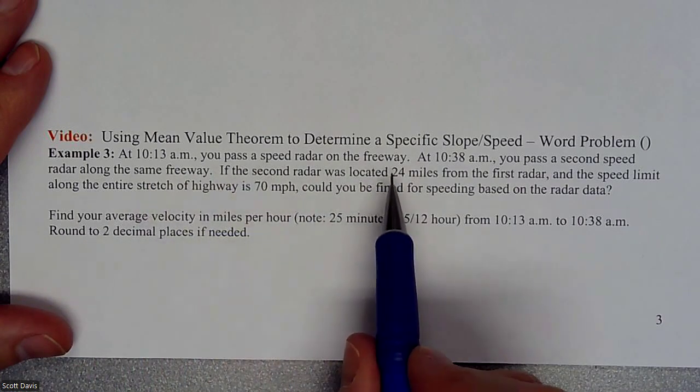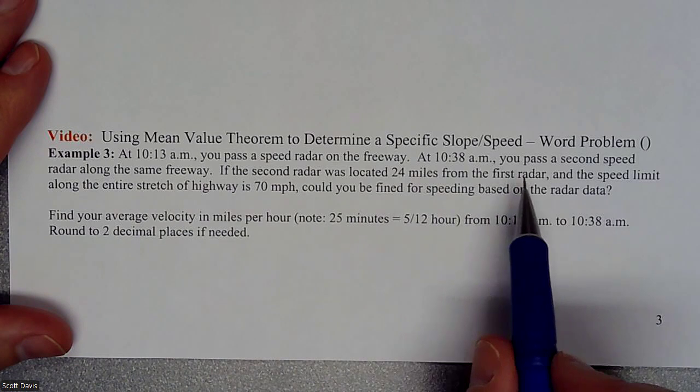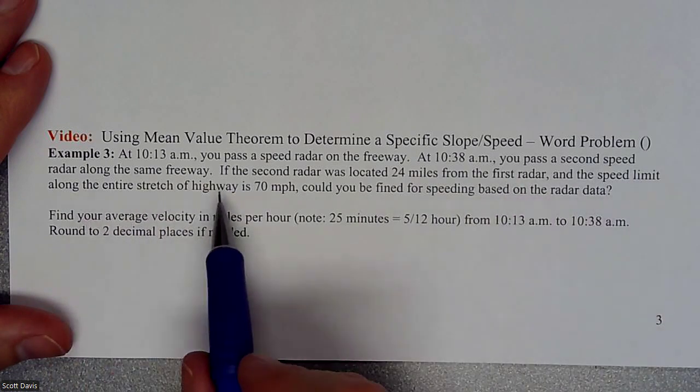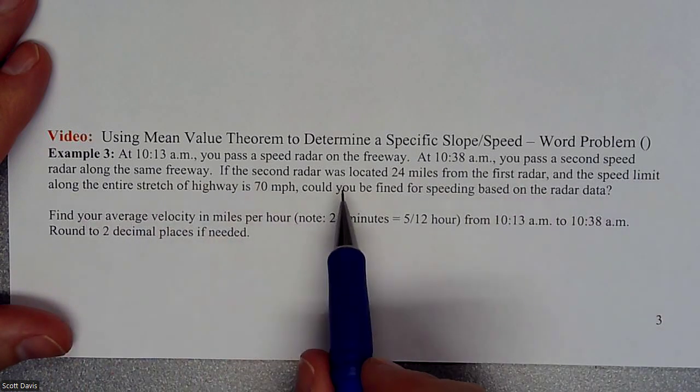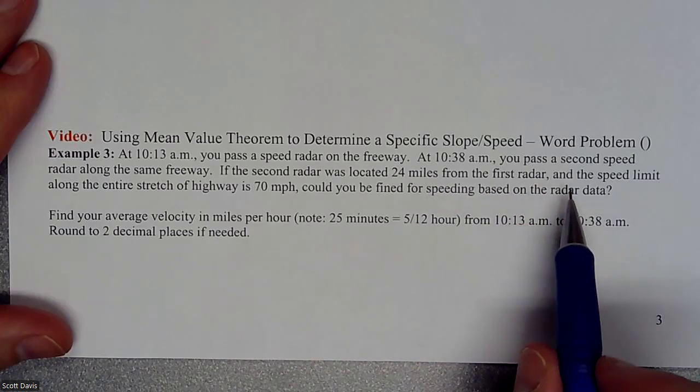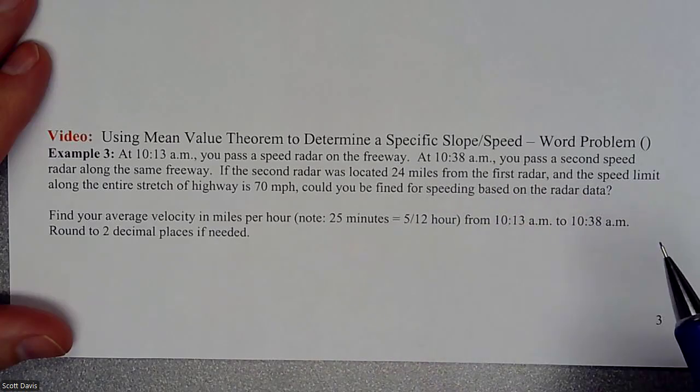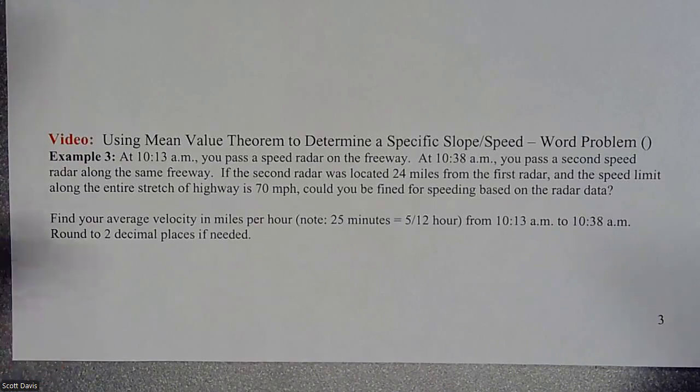The second radar was located 24 miles from the first radar, and the speed limit along the entire stretch of the highway is 70 miles per hour. Could you be fined for speeding based on the radar data? Even though they didn't get you with a radar saying so, could they still justify that you sped? We're going to use the mean value theorem to figure this out.